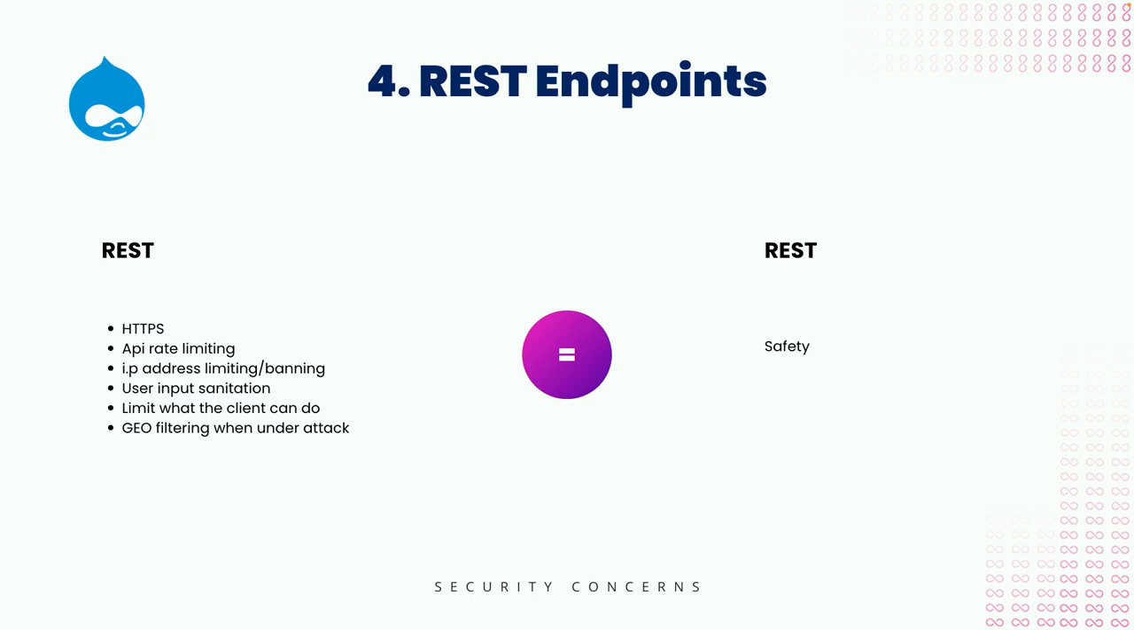Another thing that's even more important is API rate limiting. So what this means is that we want to limit the amount of requests to a certain number that comes in a certain time frame. And we do this so the backend does not get overloaded with more requests than it can handle, because if it gets more requests than it can handle, that will lead to security vulnerabilities.